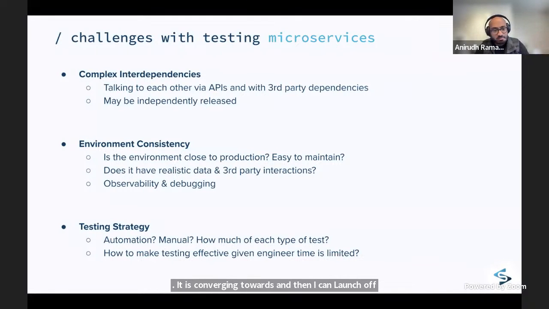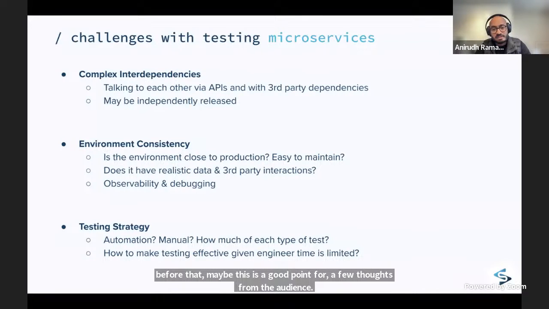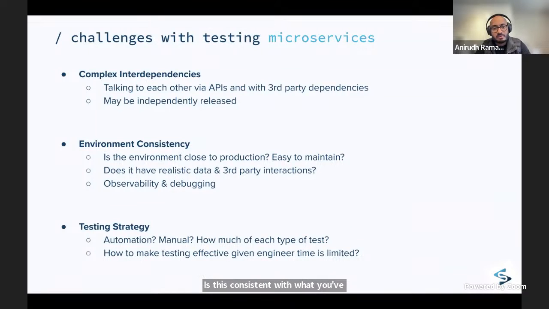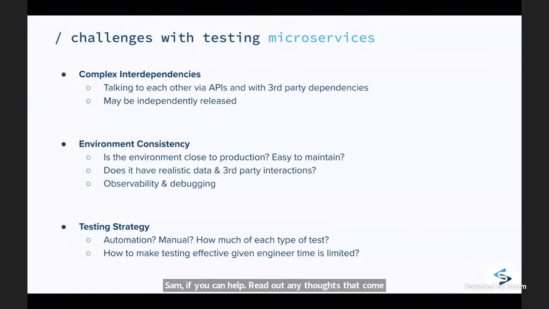Before that, maybe this is a good point for a few thoughts from the audience. Is this consistent with what you've experienced? Is there anything that you would want to point out as being particularly challenging aside from these things? And Sam, if you can help read out any thoughts that come. Yes, I'll read out anything that comes in. Just give people a moment to type if there is anything. If there's nothing for now, that's all right too.